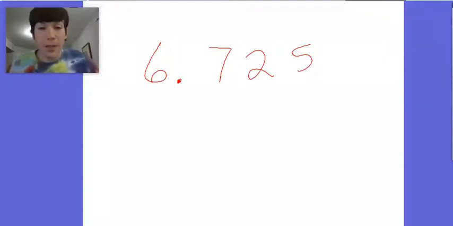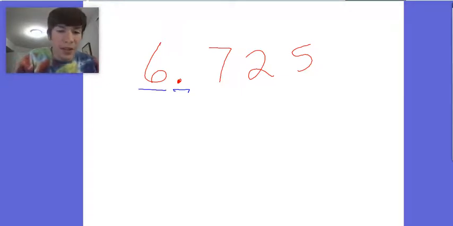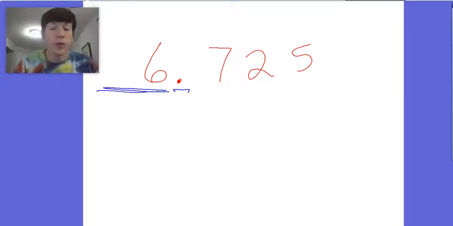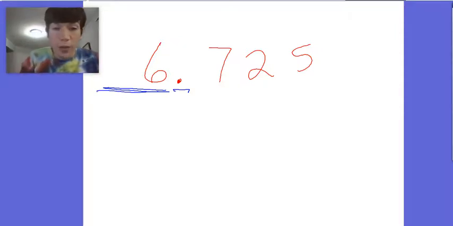So I want to start out by looking at this particular decimal, which is 6 and 725 thousandths. Now remember that our decimal point, which is here, separates our whole number, which is anything to the left of our decimal, and that's going to include, in this case, the ones place, but also any place bigger than the ones place, so the tens or the hundreds or the thousands. And it also includes our decimal numbers.